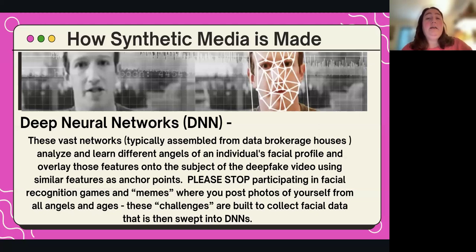So what happens is these networks basically get all of this raw data, and then there's an algorithm that analyzes and learns the different angles of an individual's facial profile, and then creates a map, which you can see in the image of Mark Zuckerberg, and overlays these features onto the subject using similar features as an anchor point. So those little dots are anchor points.